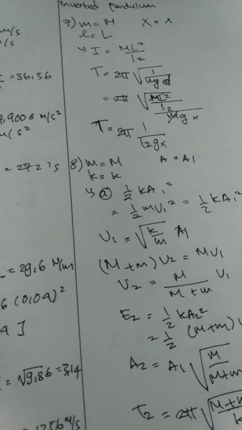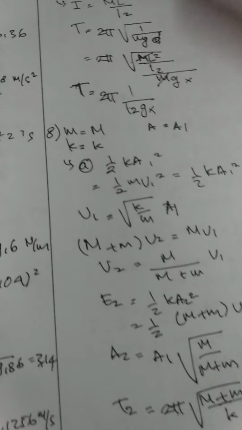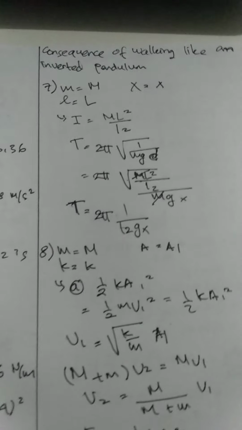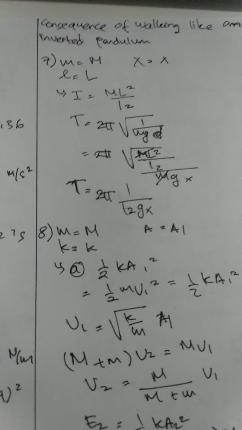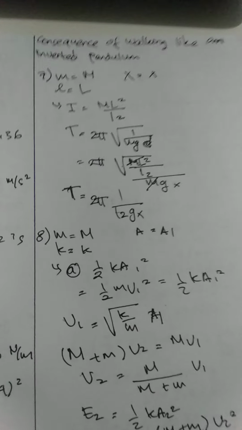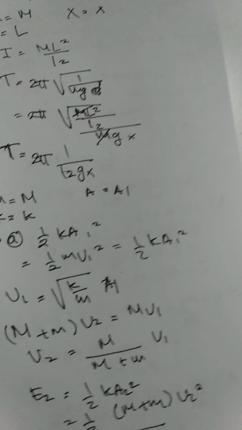So we continue to exercise 7. A uniform rod with a load, a mass. We must identify m equals m, the variable, l equals L, and x equals X. Find the period of oscillation for small angular displacement of the rod.